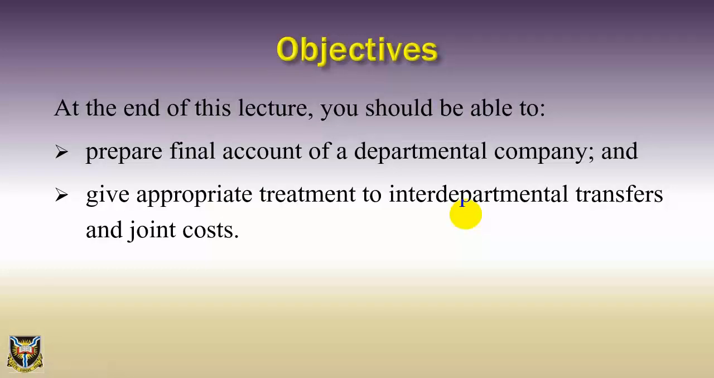Pretest. 1. Briefly explain the treatment of the following items in departmental accounting questions. A. Interdepartmental transfer. B. Apportionment of departmental expenses.